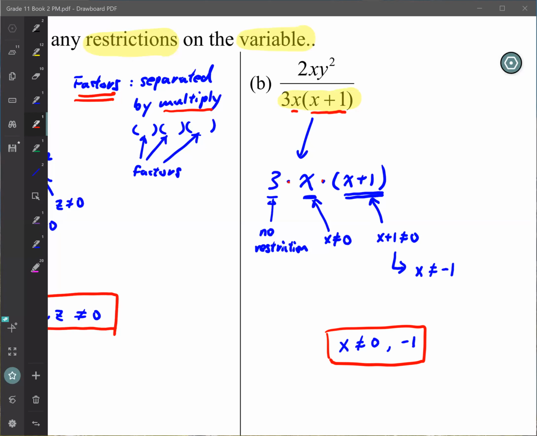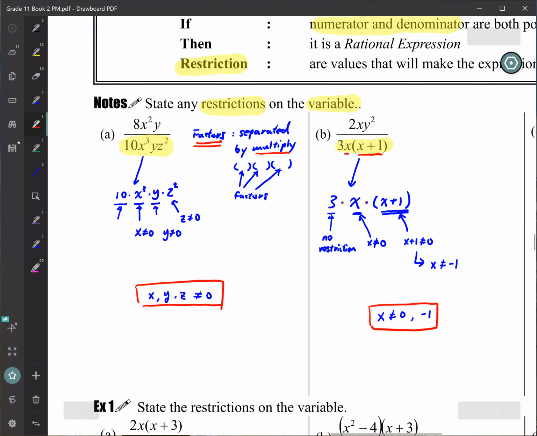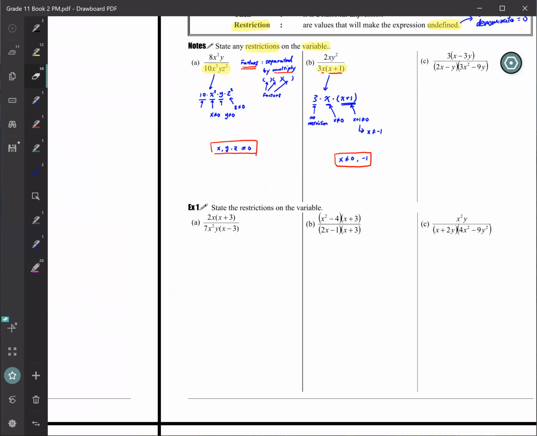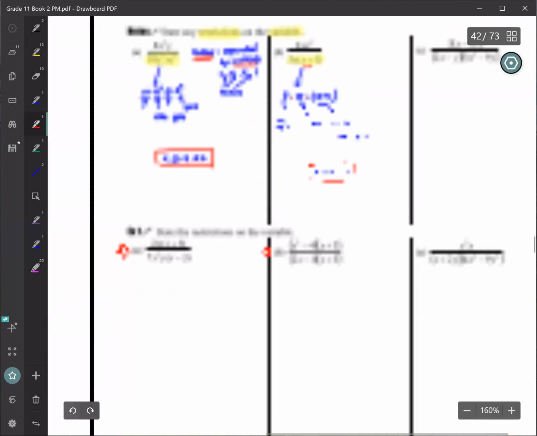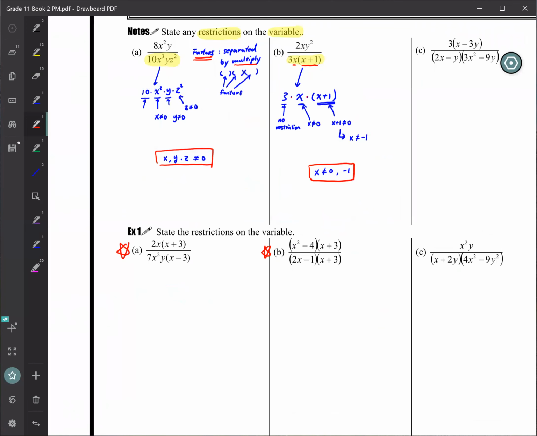I'll pin it down here. Not everything you need to do. Do the first 2, just the first 2. When you finish 1A and B, please raise your hand. Just A and B. Focus on the denominator and write out the restriction.